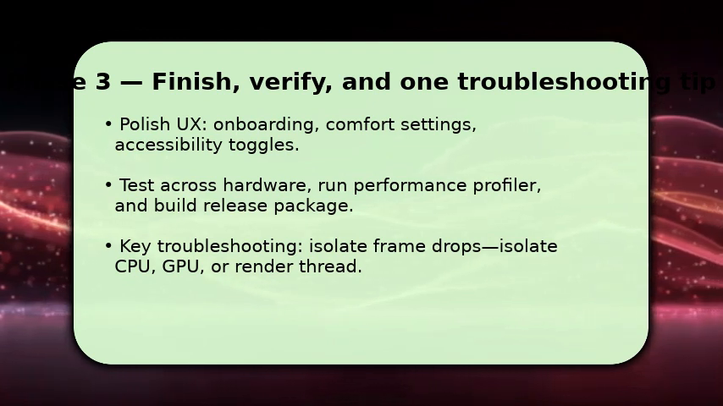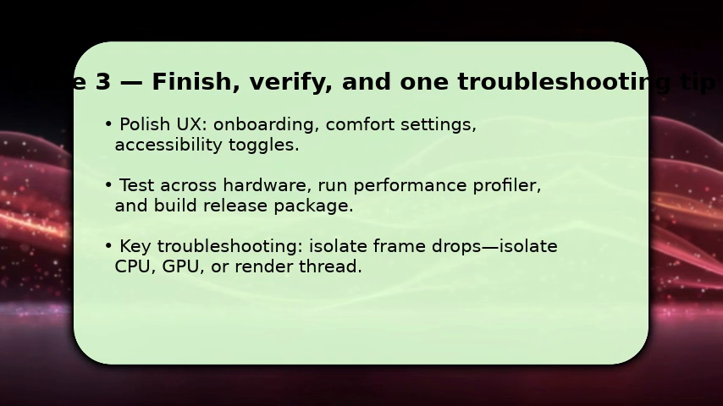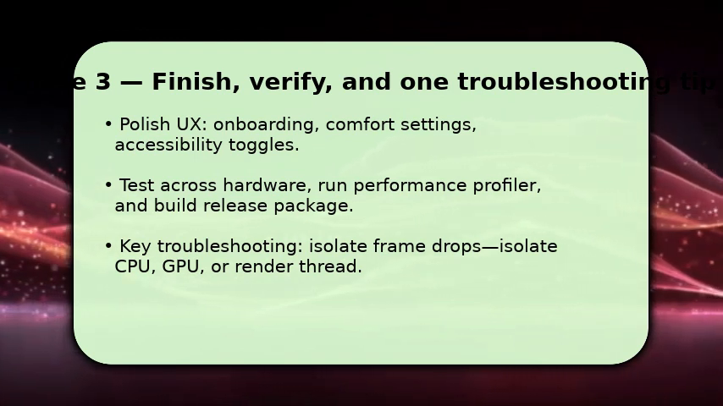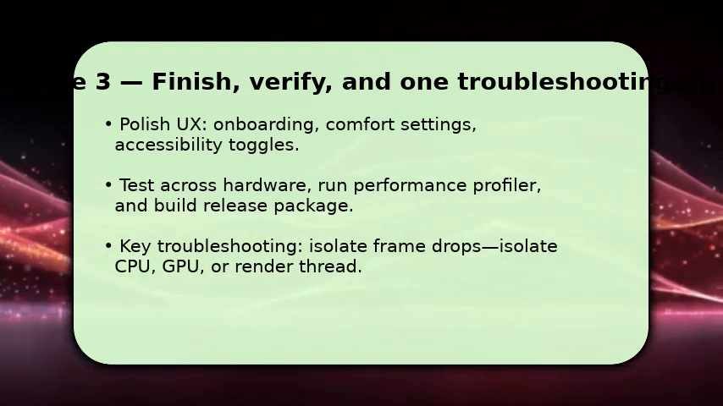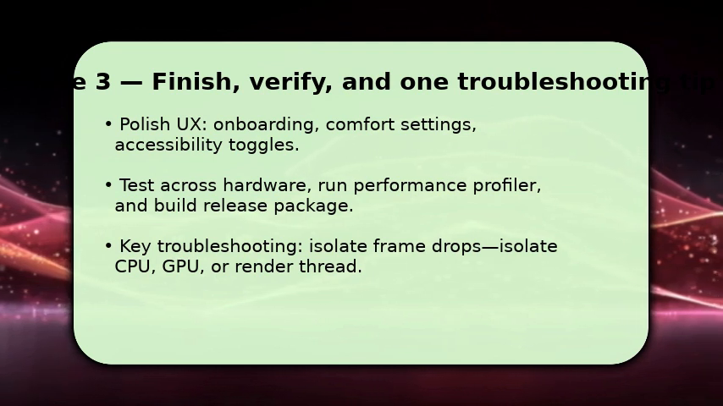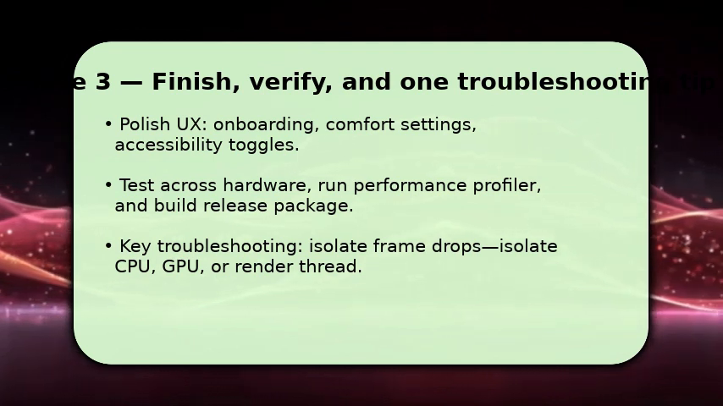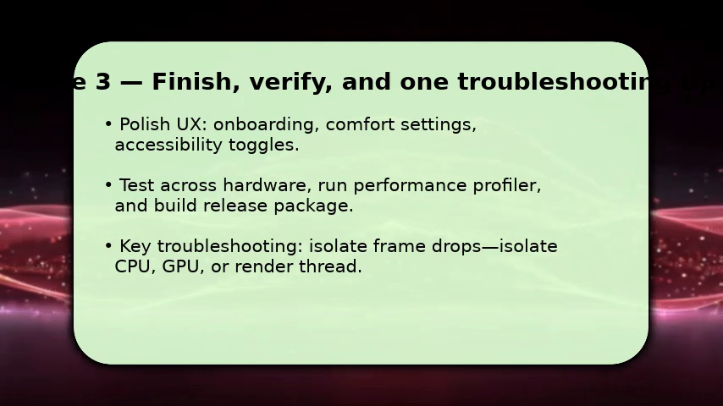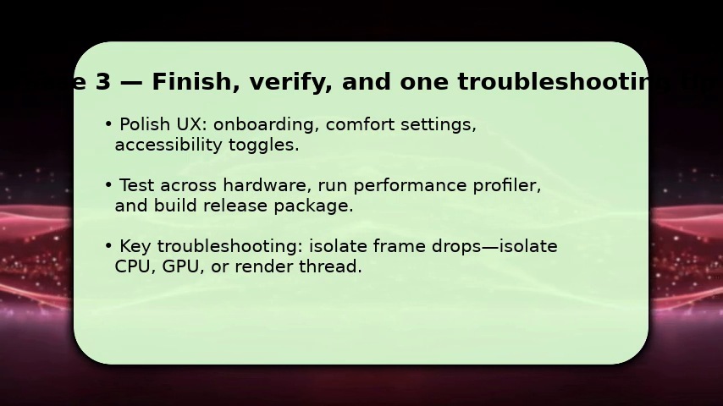Once submitted, monitor telemetry and crash logs to iterate. If things go wrong, isolate frame drops immediately, check CPU frame time, GPU bottlenecks, and render thread spikes. Then reduce shader complexity, lower shadow resolution, or simplify physics to recover consistent frame timing.